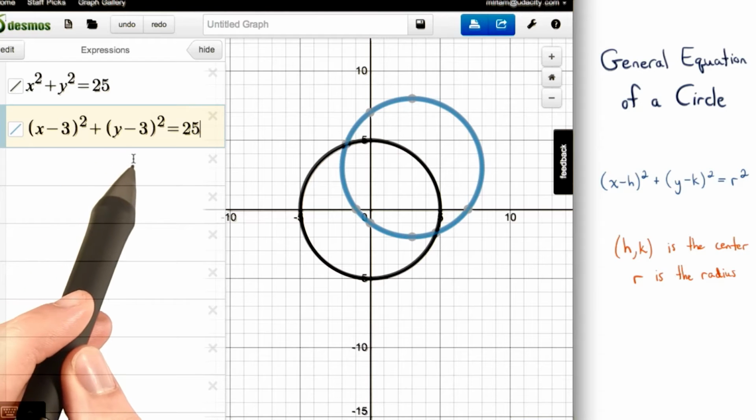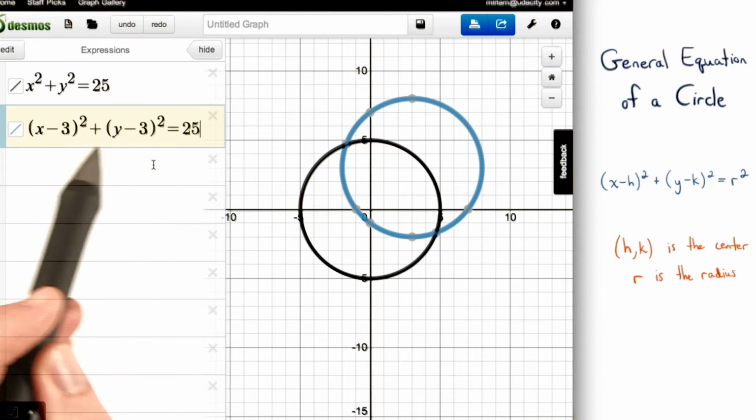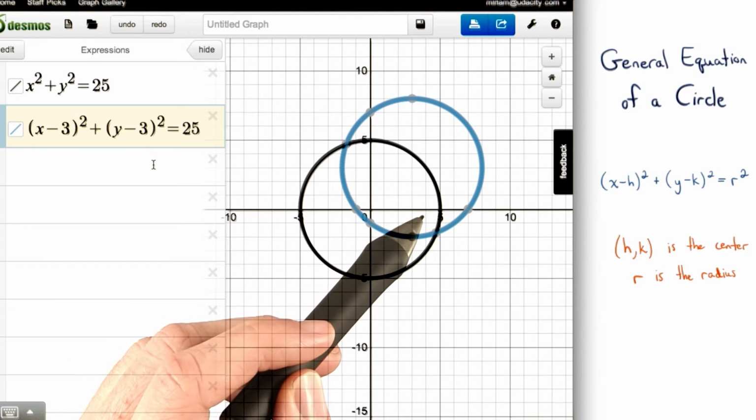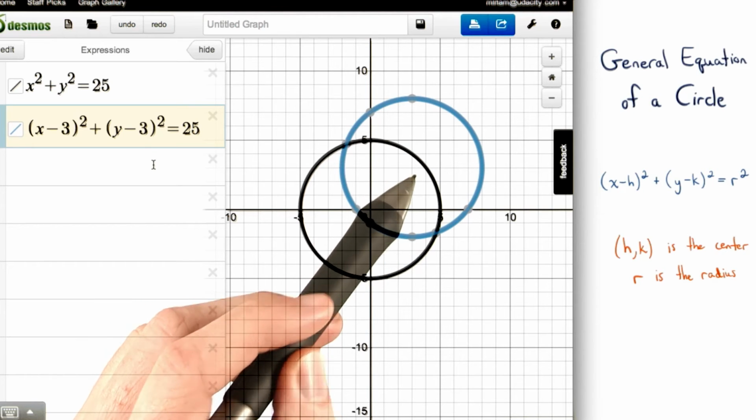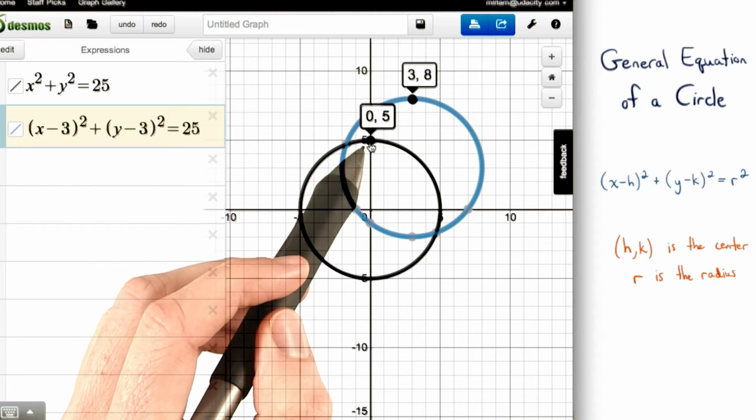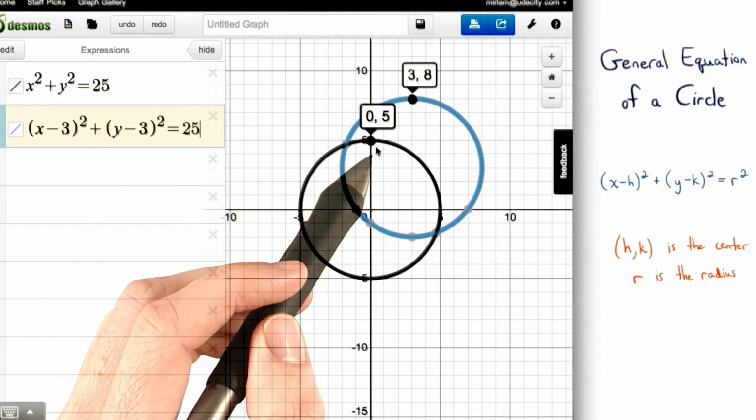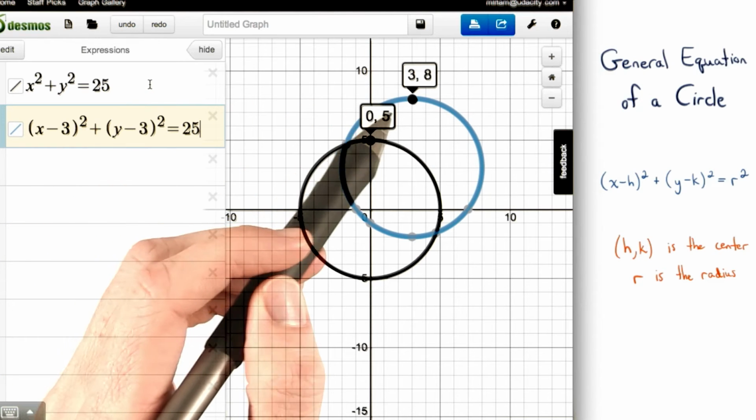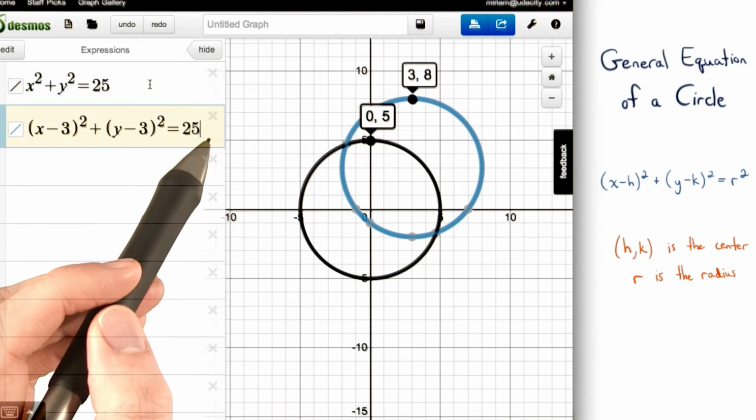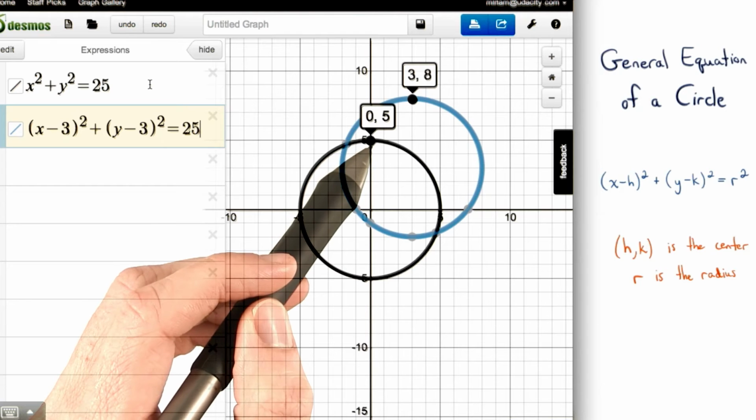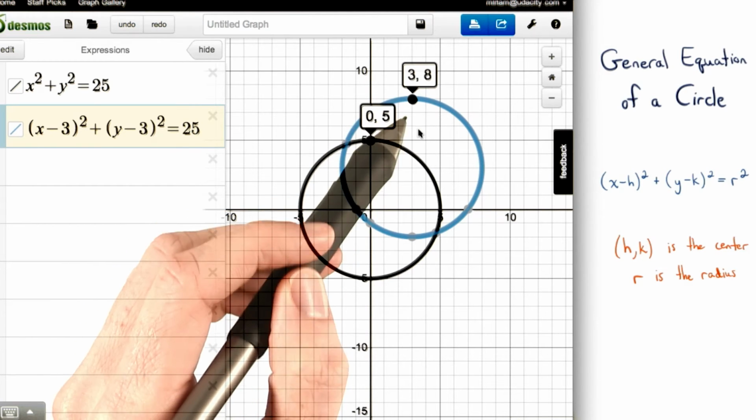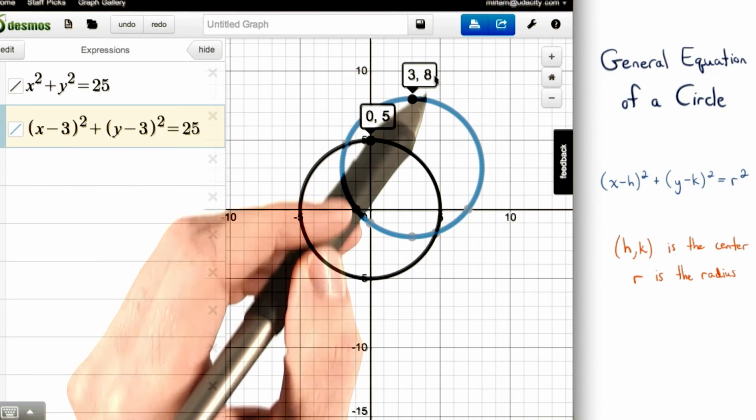Here's another circle, and this one has a center at 3, 3. We took our old circle and shifted it 3 units to the right and 3 units up vertically. We can even see that if we examine 2 of the points on the circle. This one at 0, 5 for this circle has now been moved to 3, 8 for this circle. We moved 3 units right for the x from 0 to 3 and 3 units vertically from 5 to 8.